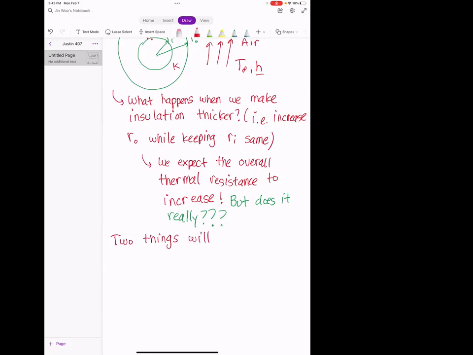And so when you actually add insulation to this, two things are actually going to happen. On the one hand, we are going to get the exact same effect that we want. If we add insulation thickness, then the conduction resistance of the pipe or the insulation is going to increase.